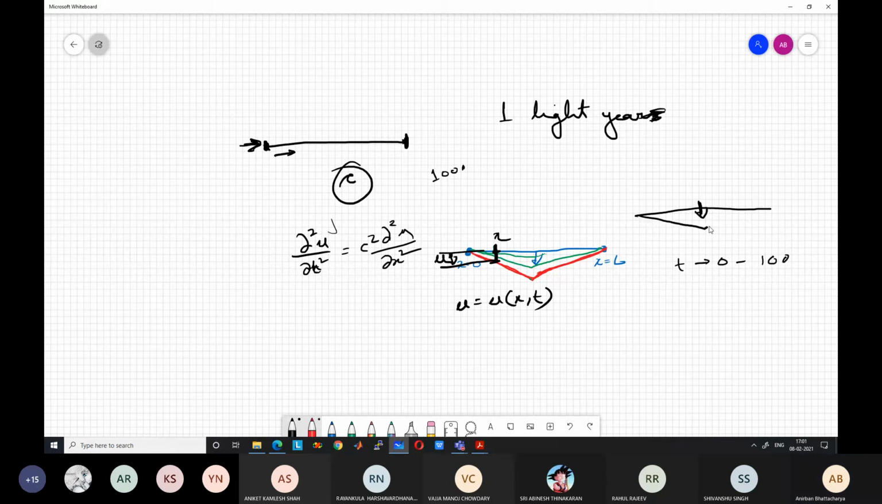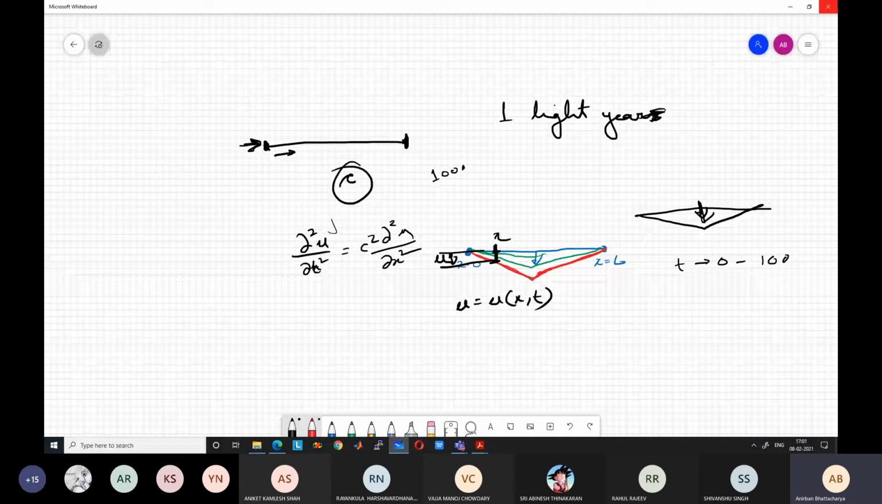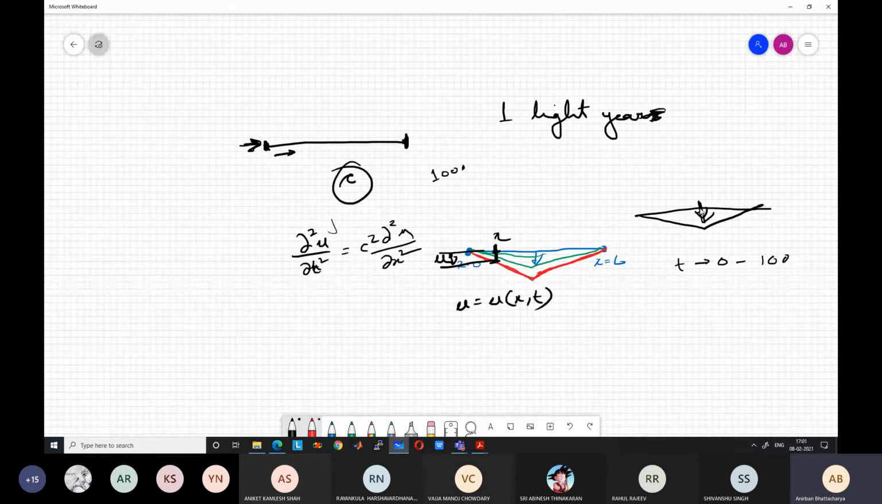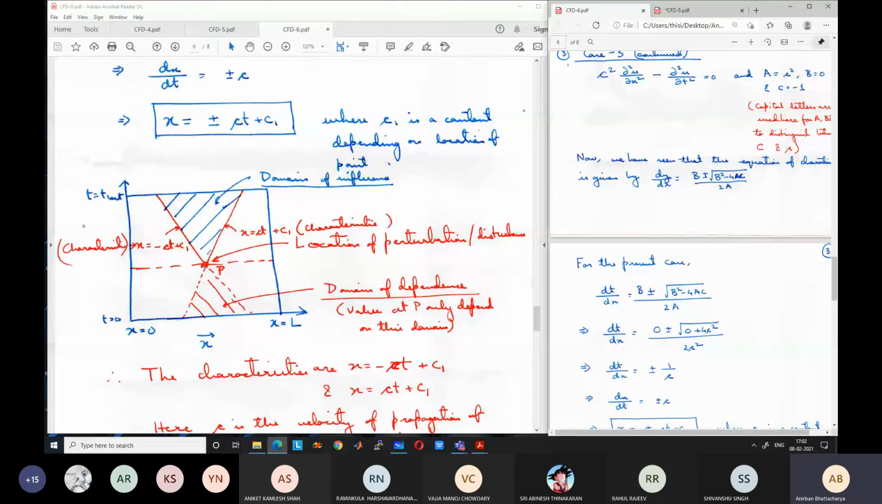So this point actually gives us a location with respect to space, because it is at this distance x from the 0 point, and also with respect to time, because it is at a distance t from the time t equal to 0. So this point P is the location of the disturbance in the time-space domain. Now, what are the equations of the lines that we have drawn? x is equal to ct plus c1. If I draw through this point, it is a line with slope c.